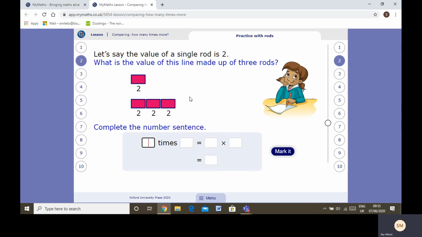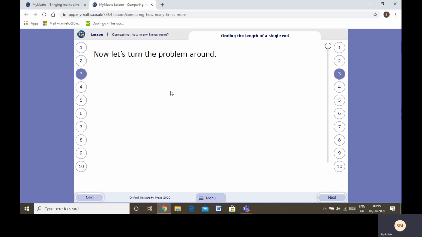We'll do one more. We've got a 2 here, and we've got 3 of them. We've got 3 lots of 2, so we know it's 3 times 2, which is 3 times 2 with the symbol, and 3 times 2 is 6. Okay, I'm not going to do the next one, but remember, if you're doing the lesson and you want to do the next one, that's great.